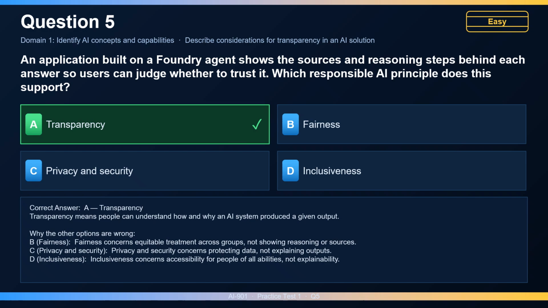Now, why the other options are wrong? Fairness is incorrect. Fairness concerns equitable treatment across groups, not showing reasoning or sources. Privacy and security is incorrect. Privacy and security concerns protecting data, not explaining outputs. Inclusiveness is incorrect. Inclusiveness concerns accessibility for people of all abilities, not explainability.